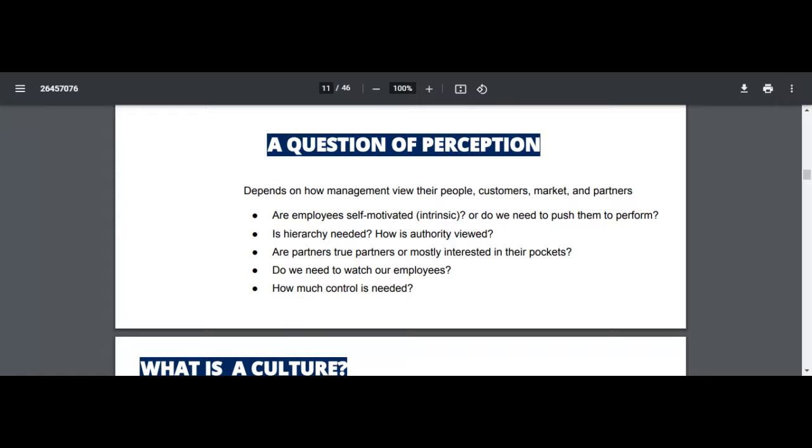For example, are employees self-motivated or not? If leaders think that employees can't work without rewards or motivation, and that people are not motivated, then allowing someone to work from home may mean to that person that they're not going to work.